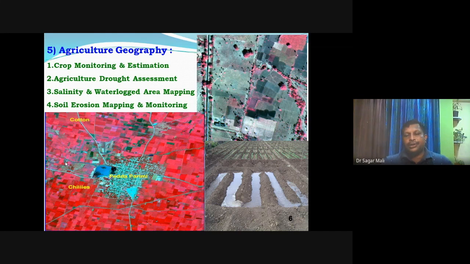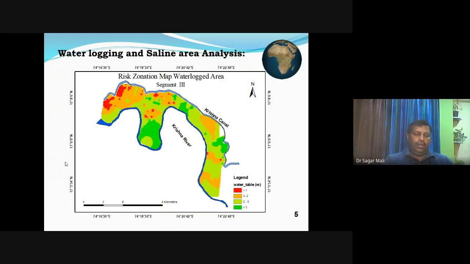When waterlogging occurs continuously in the area, the soluble salts come up and accumulate in the upper layer of the soil, and slowly the water becomes saline. So waterlogging and salinity are very harmful, happening because of improper irrigation practices. Soil erosion mapping and monitoring are also very important, and we can conserve through remote sensing application. This is waterlogging area mapping.